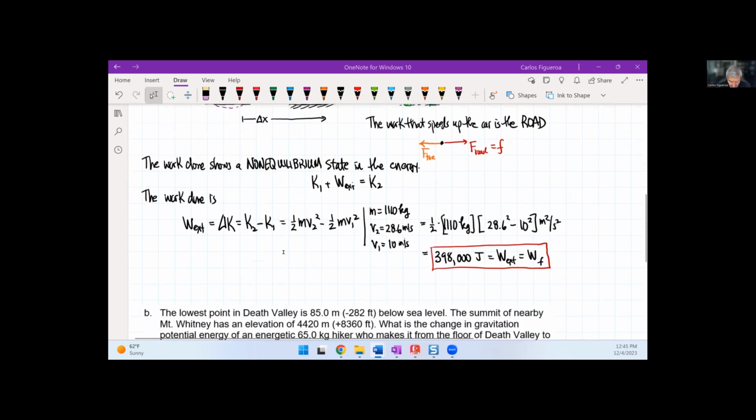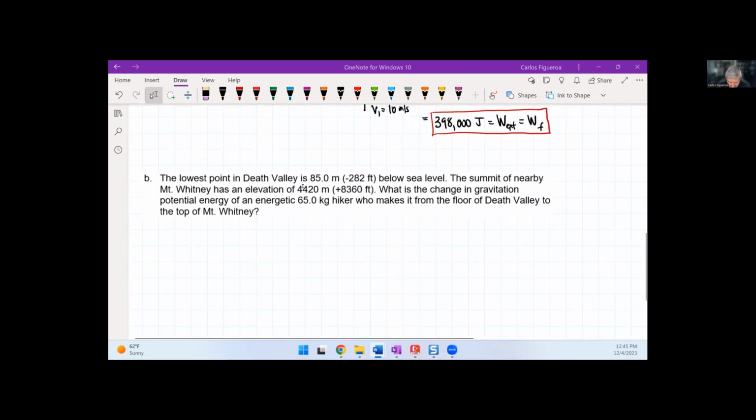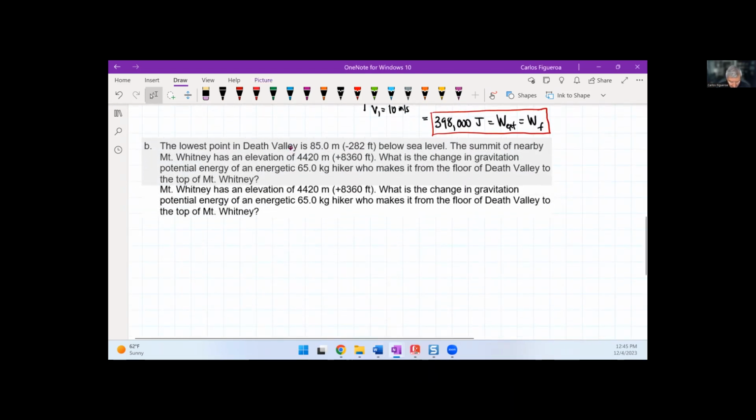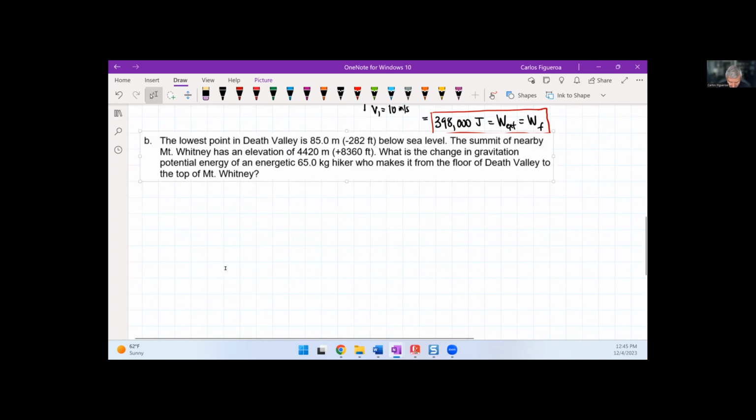So then, using the work energy theorem, we set up that the work of friction does cause this change in kinetic energy, and we ended up calculating that the work of friction was then 398,000 joules. So now I want to get to the second question. And the second question here has to do with the work done by gravity.